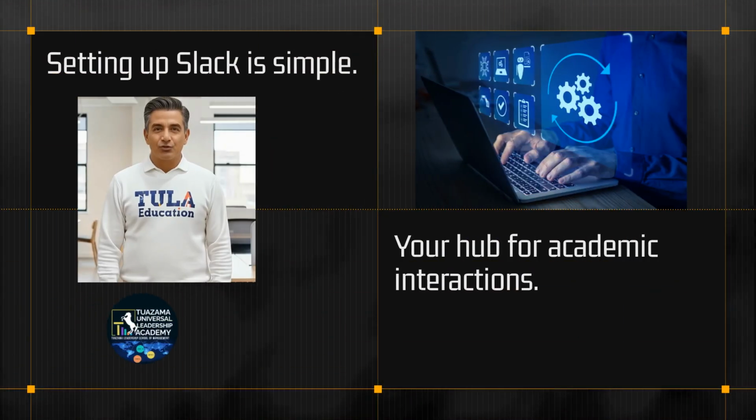Setting up Slack is a straightforward process. Begin by creating your account on the platform, which will involve providing your email address and setting up a password. Once your account is established, you can join your designated educational workspace. This workspace serves as a central hub for all your academic interactions, seamlessly organizing communications, resources, and collaborations in one accessible location. It allows you to connect easily with classmates, instructors, and project teams, ensuring that you have everything you need at your fingertips to enhance your learning experience.